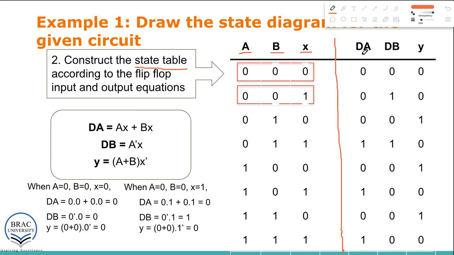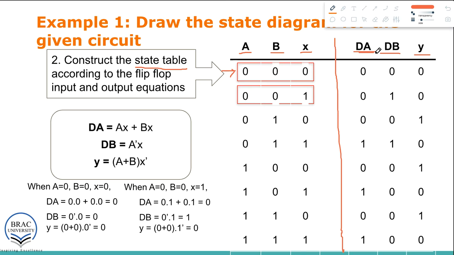Okay, and on the right side we'll write down the variables of the equations that we just derived a few minutes ago. We derived equations for dA, dB and y, that means the flip-flop inputs and the external output, and we'll write down those variables here: dA, dB and y. Now we know the equations, so we have the input values.